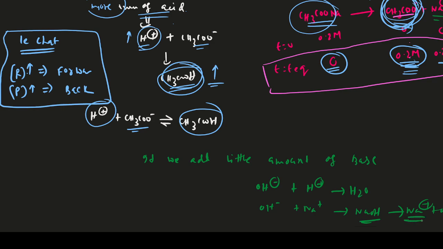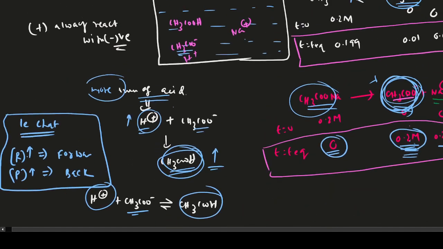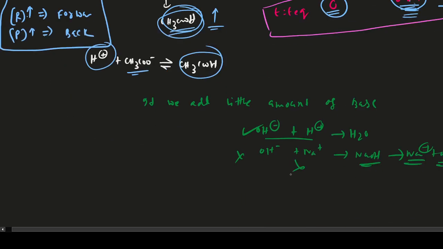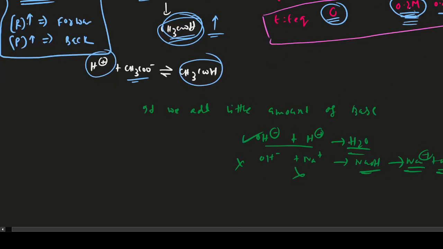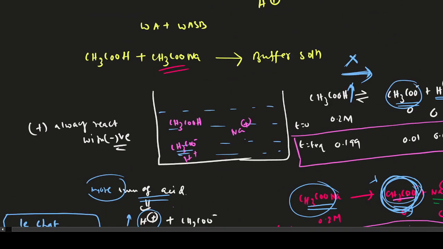So in this solution we will not consider this, and we consider this, because water is amphoteric in nature and is generally considered a weak acid. Okay, so this will not give and this will give. So if you add a little amount of base or OH-, then this OH- will react with H+.